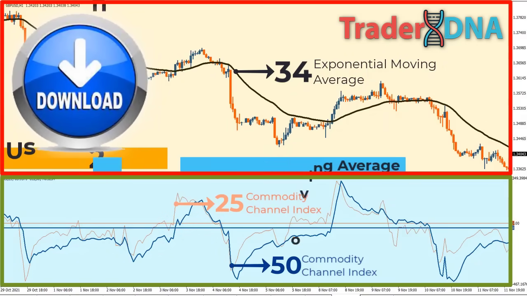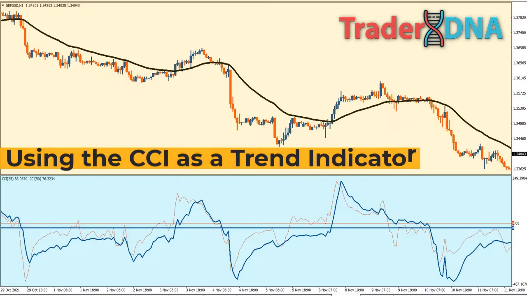Using the CCI as a trend indicator. The Commodity Channel Index, or CCI, is a momentum-based oscillator used to signal the strength of the trend. When a trend exhibits strong momentum, there is a high probability that price will continue rising or falling.